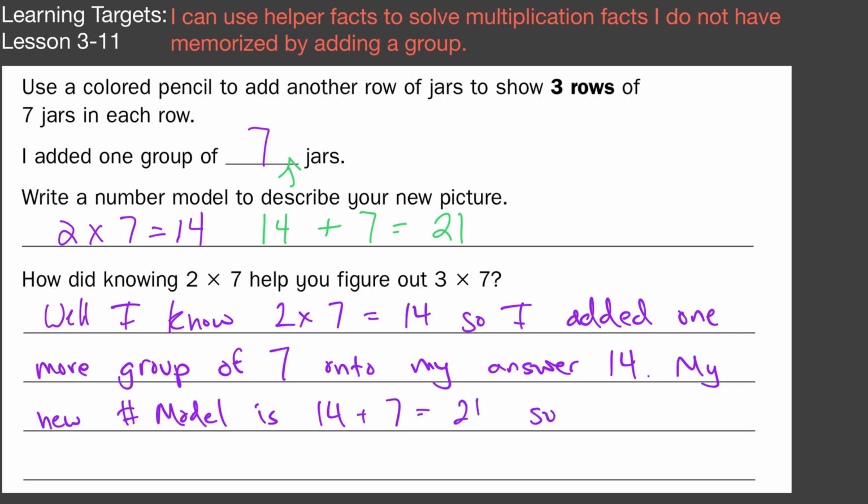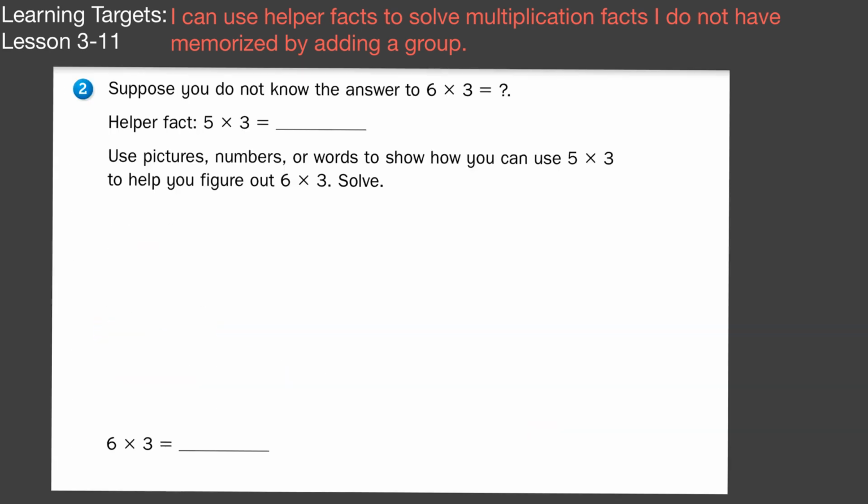So 3 times 7 equals 21. That'd be one way of writing it. You don't need to write all of that down. I just wanted to model for you what explaining it would look like. So now let's take a look at another example on our next page. All right, so we're going to be looking now at the fact 6 times 3.